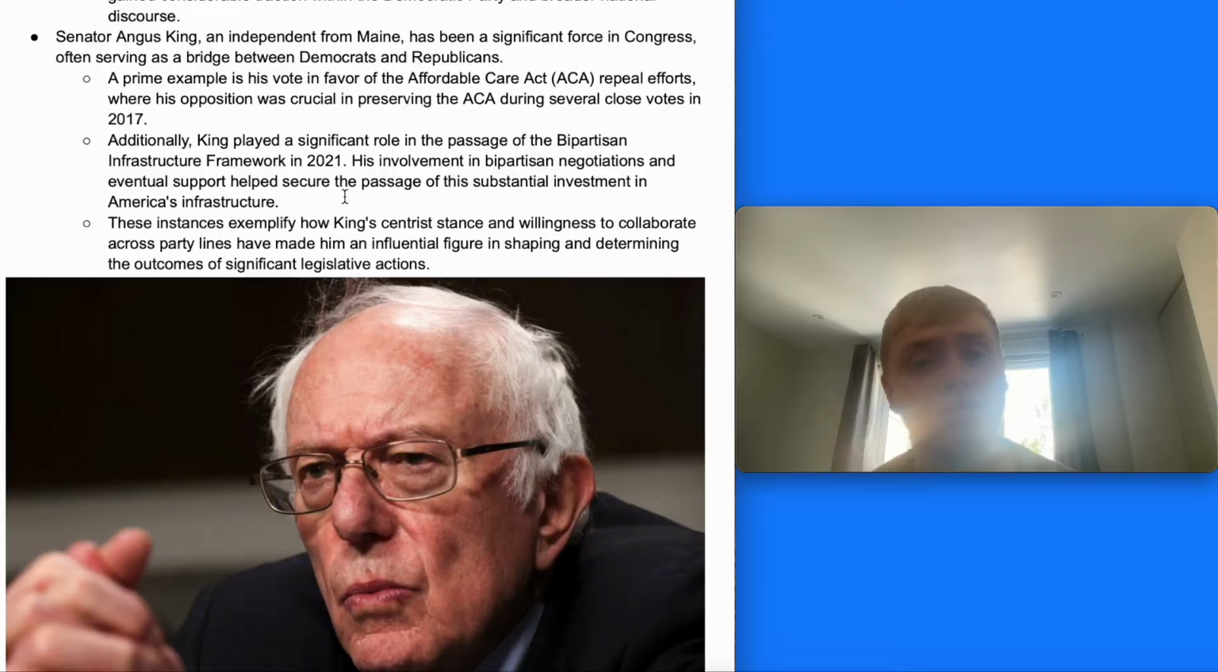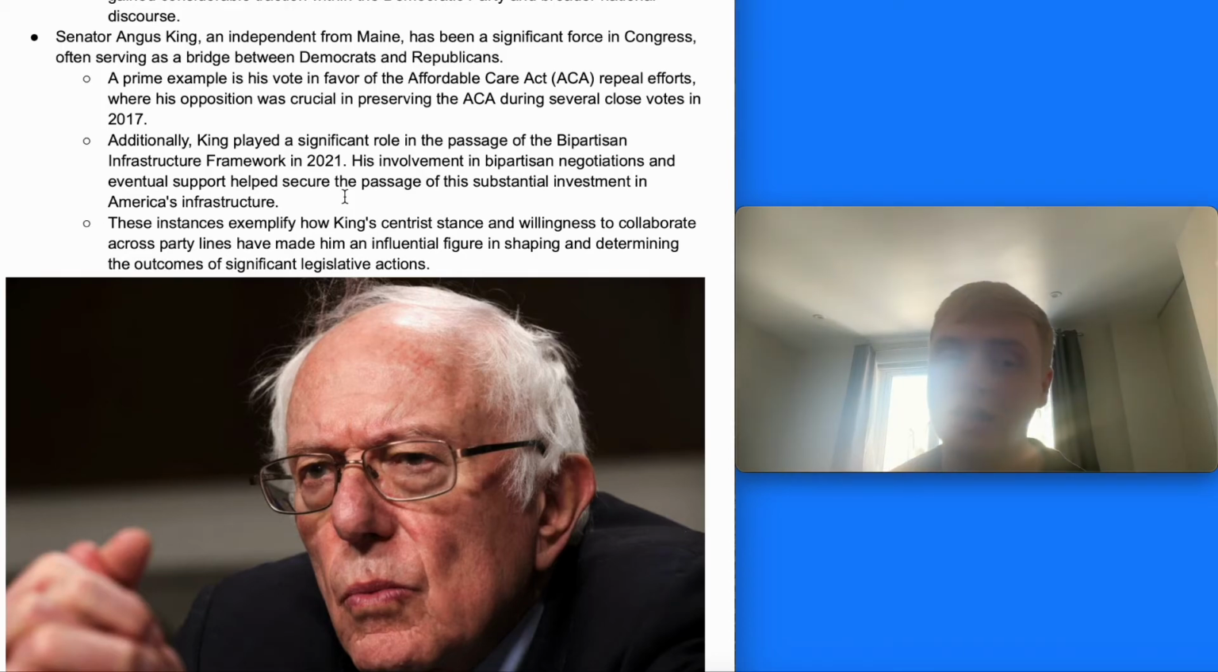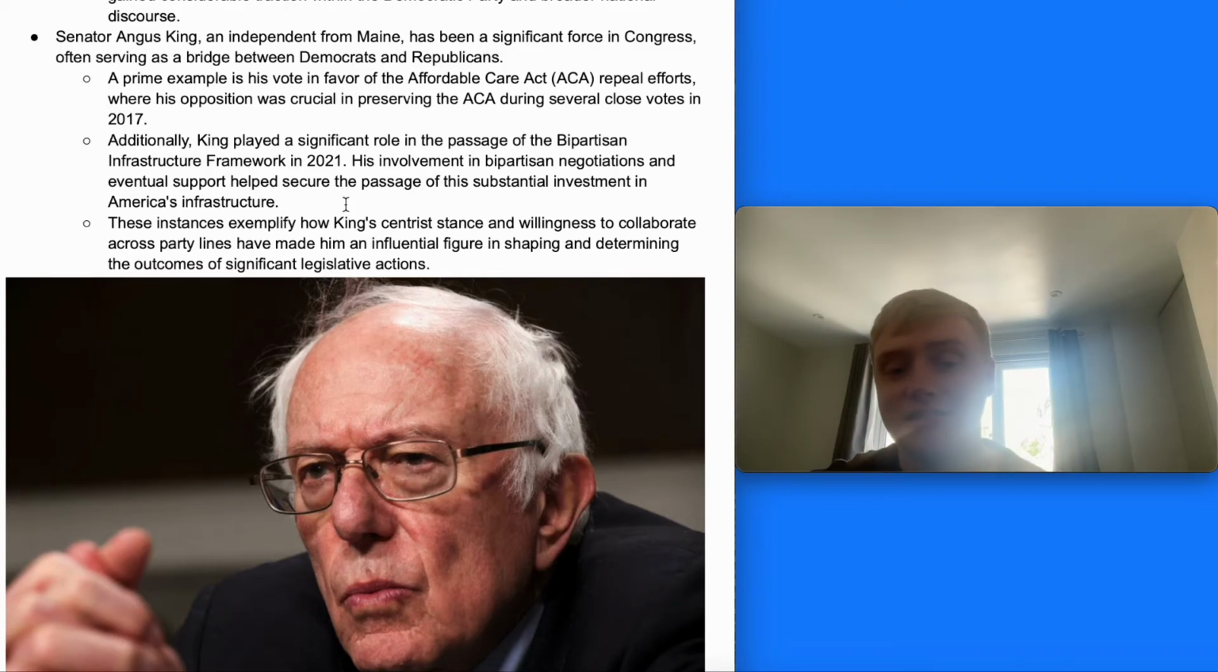Additionally, King has played a significant role in the passage of the bipartisan infrastructure framework, and his involvement in bipartisan negotiations and eventual support helped secure its passage. These instances exemplify how King's centrist stance and willingness to collaborate across party lines have made him an influential figure in shaping and determining the outcomes of significant legislative actions.